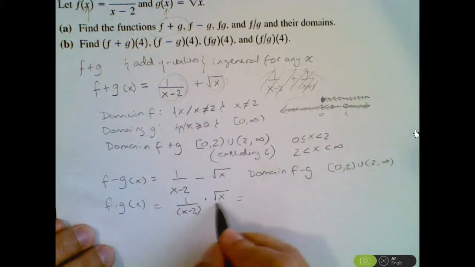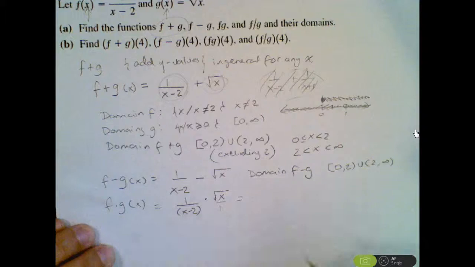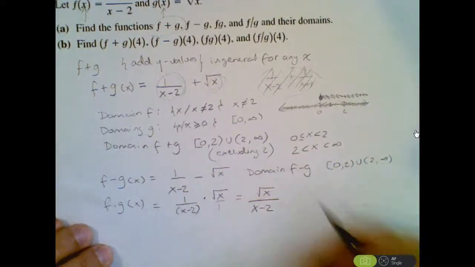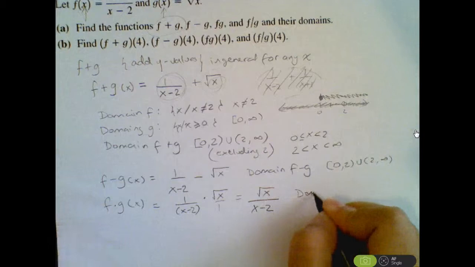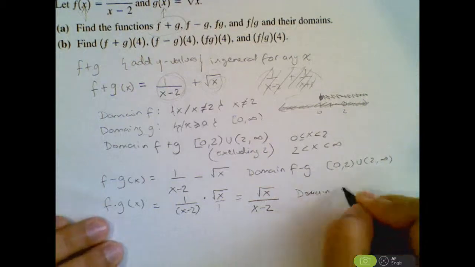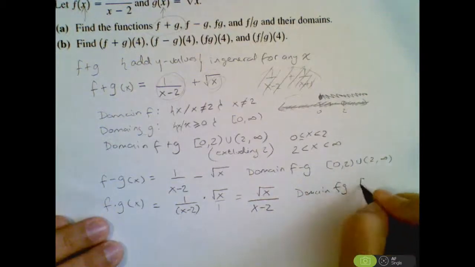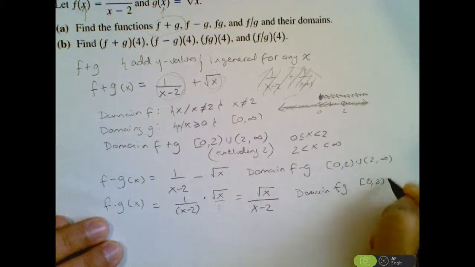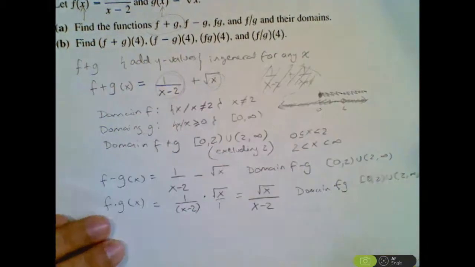F times g, it will be 1 over x minus 2 times square root of x. Now if I think of this as a fraction, I just have to multiply across. This is the square root of x over x minus 2. And the domain of f times g is the same. It's from 0 to 2, union 2 to infinity.